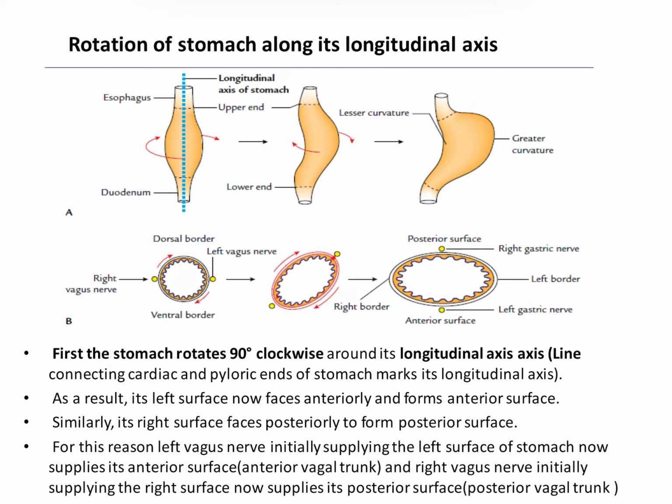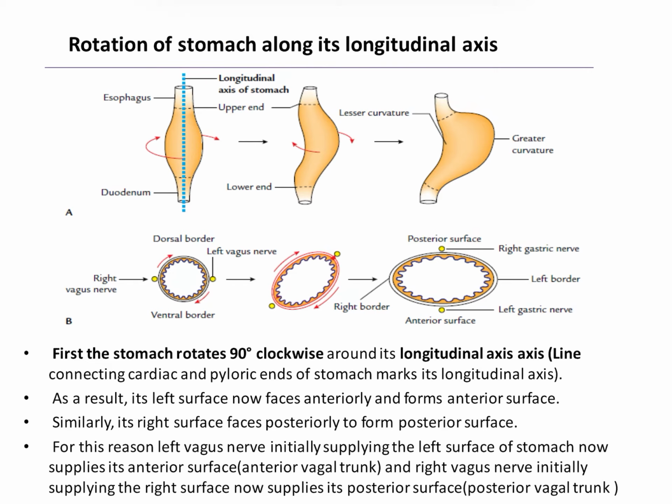Because of the 90 degree clockwise rotation, the left surface comes to the anterior surface and the right surface becomes the posterior surface. That's why the left vagus, which was initially supplying the left surface of the stomach, now supplies the anterior surface by forming the anterior vagal trunk. And the right vagus, which was supplying the right surface, now supplies the posterior surface of the stomach by forming the posterior vagal trunk.